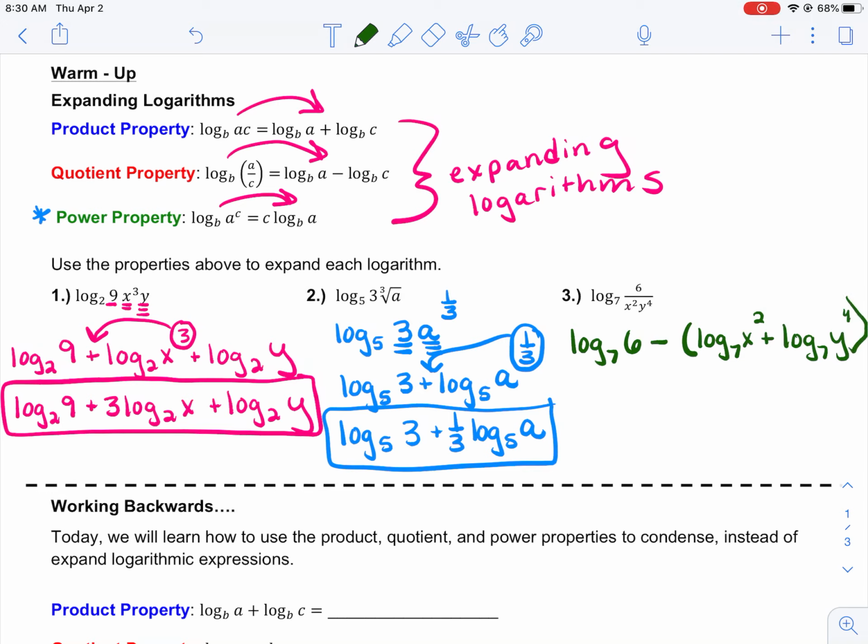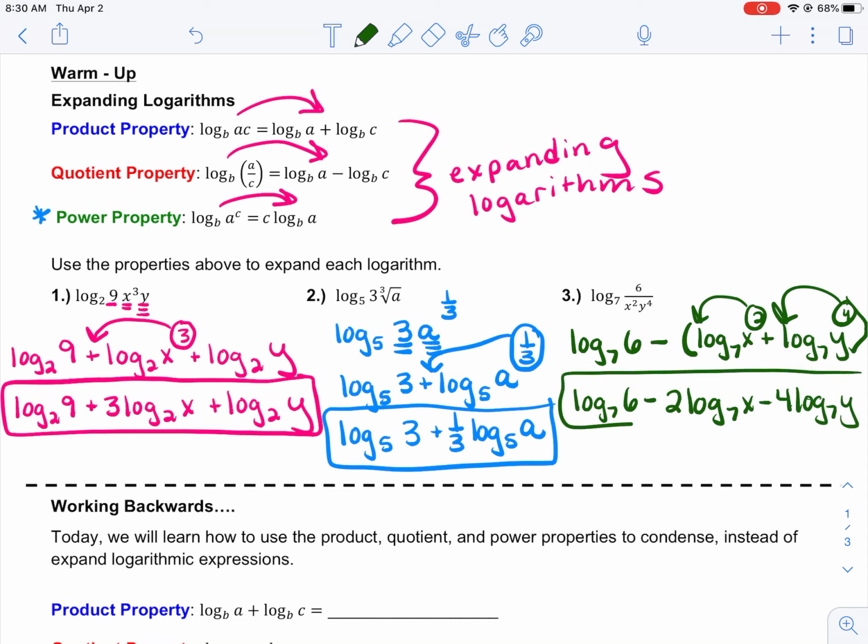Now this 2 is going to come out in front, and this 4 is going to come out in front. I'm also going to distribute my minus sign. So I have log base 7 of 6 minus 2 log base 7 of x, and then I'm going to subtract 4 log base 7 of y.